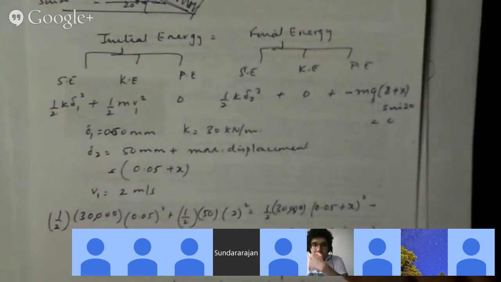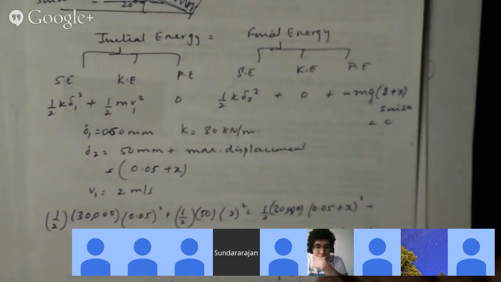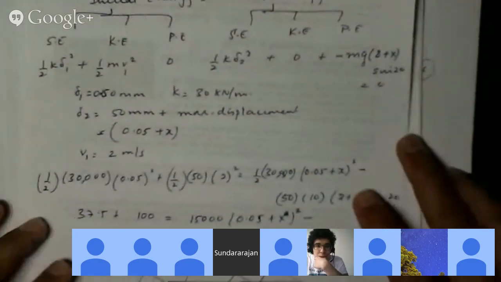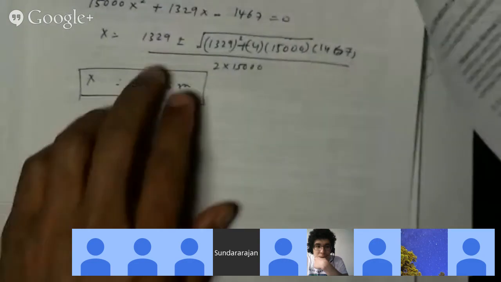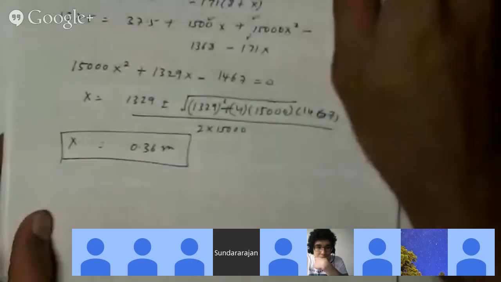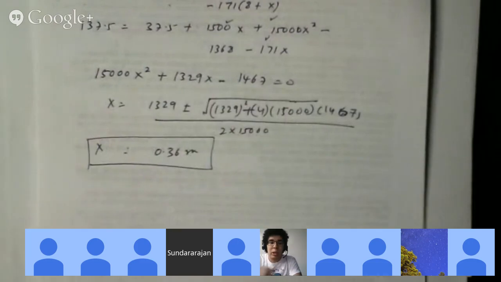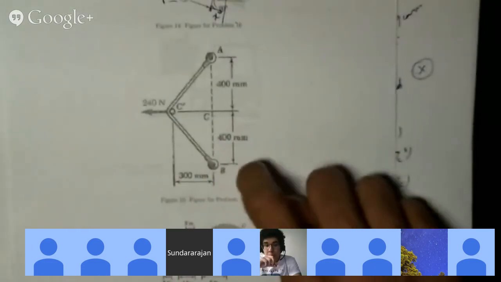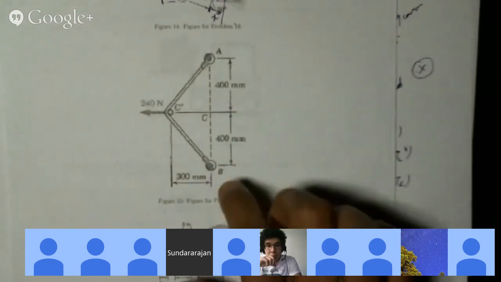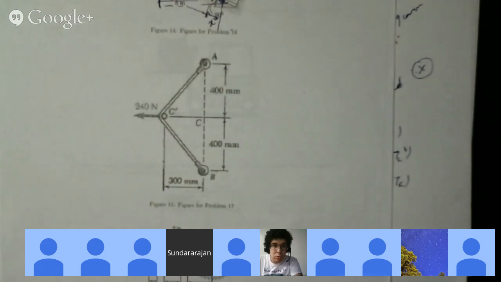I'll post this tomorrow morning as soon as I get to my office. Okay. How did you solve for x though? Then just solve it. You'll get a quadratic. Okay. Yeah. Right. All right. So do this one. This one will take you a little longer, but do that one, and if you cannot do it, come to my office tomorrow. Okay.